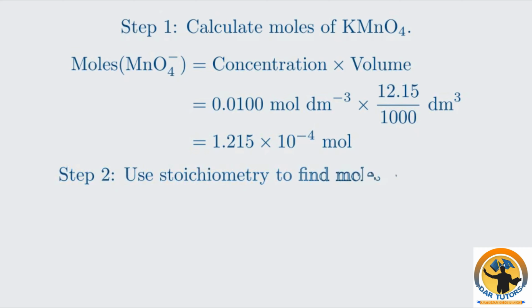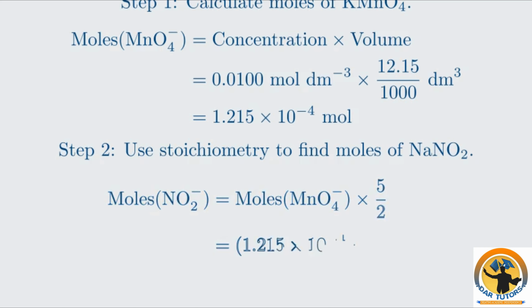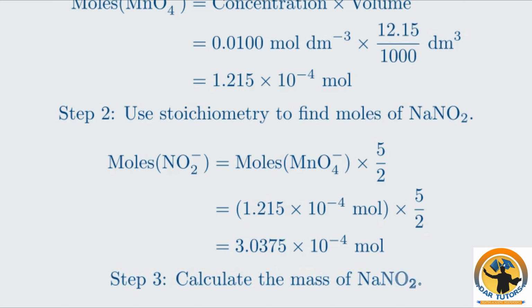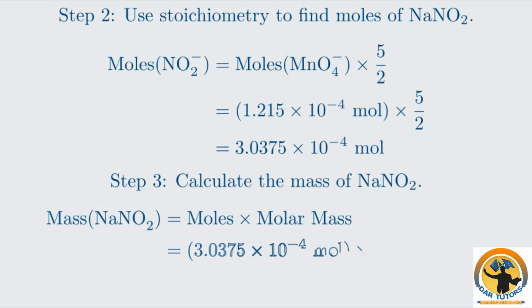Next, use the stoichiometry from the balanced equation to find the moles of the analyte, NaNO2. The mole ratio is 5 moles of NO2- for every 2 moles of MnO4-. So, moles of NO2- equals 5 to 2 times the moles of MnO4-, which gives us 3.0375 times 10 to the power of -4 moles. Now, we convert these moles to mass. Mass equals moles times molar mass. The molar mass of NaNO2 is 69.00 grams per mole. This gives us a mass of approximately 0.0296 grams of NaNO2 in the sample.